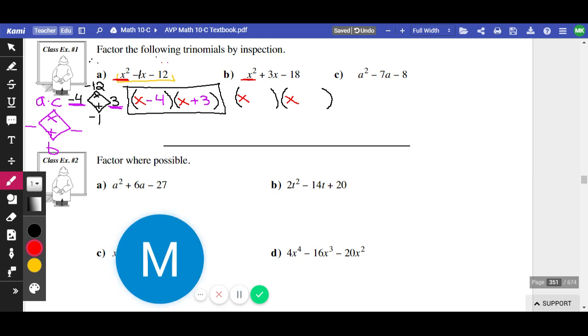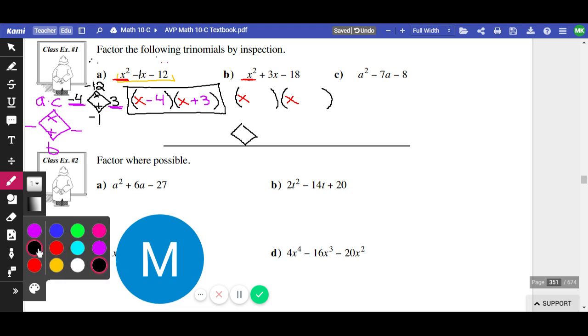Right? But either way, you should have got two sets of brackets where the first terms are x and x become x squared. To figure out the second term in each spot, you need to do a diamond. On the top of your diamond is a times c. That means your first number, or the number in front of the x squared, times your constant, the number with no x. In our case, in that case, it would be negative 18 on the top, positive 3 on the bottom.